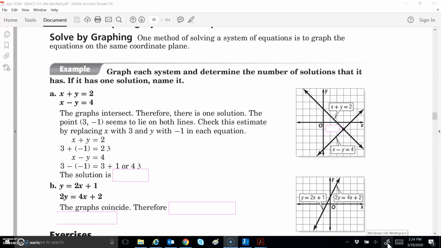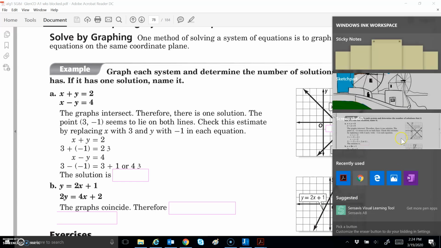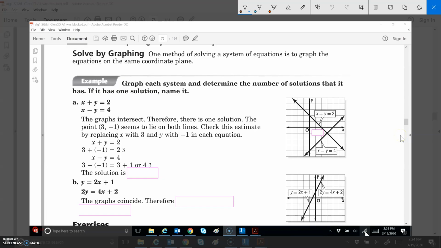From the other side, we learned there could be one solution, where they intersect once. It could be the same line, so they intersect everywhere. Or they're parallel and they never intersect.